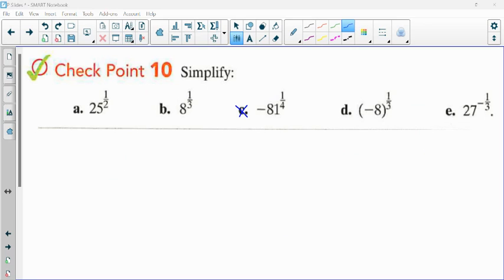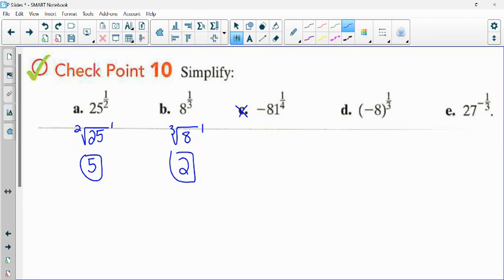All right, so for the first one, again, 25 would be our radicand. We're taking the square root of that raised to the first. So the square root of 25 is 5. 5 times itself 2 times is 25. For B, we're taking the cube root of 8 to the first. The cube root of 8 is 2. Again, we're going to come back to C in a moment.